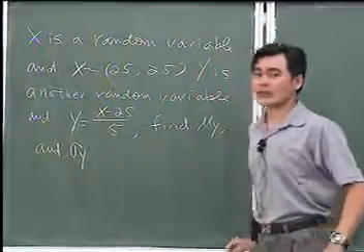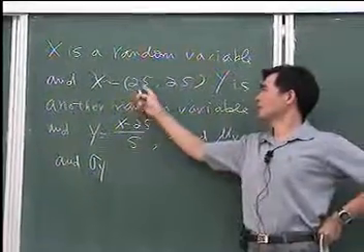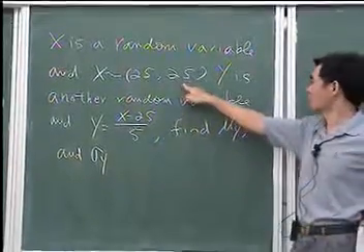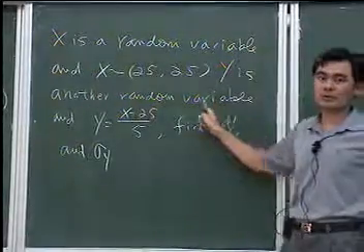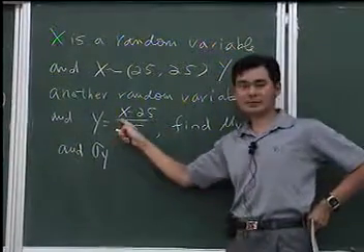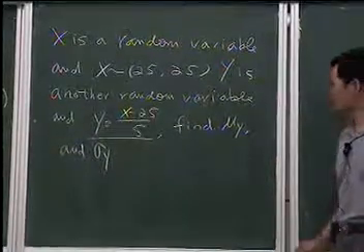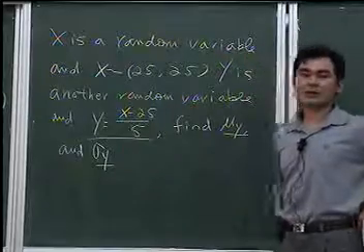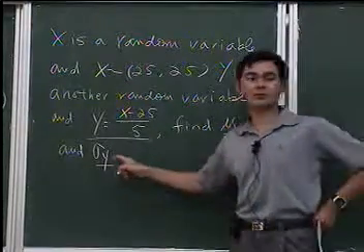Okay, the question is, x is a random variable. And we know the mean of x is 25 and the variance of x is also 25. And y is not a random variable, and we know the relationship between y and x. So in this case, you are required to find mu y and sigma y, so that's the mean of y and the standard deviation.